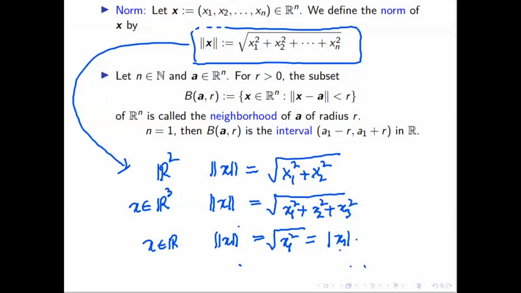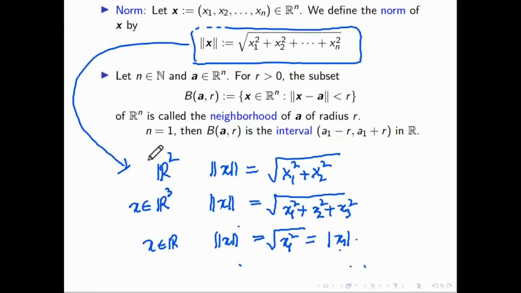Only one component here. Here it has two components, x1, x2, then x1 square plus x2 square. Here it has three components, x1, x2, x3. In R, the norm is nothing but mod. So wherever I replace mod by norm, and delta here, whatever I showed you, that is R. So this norm will become mod for R, and mod of x minus a goes from a minus R to a plus R.